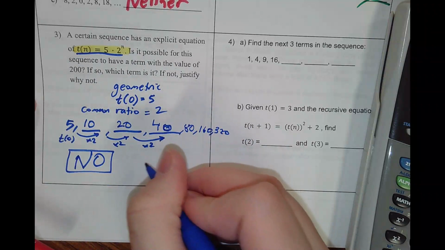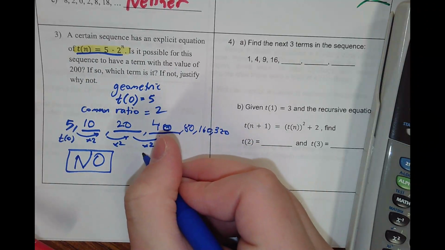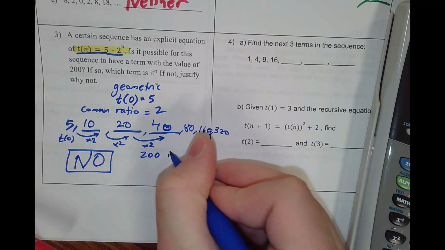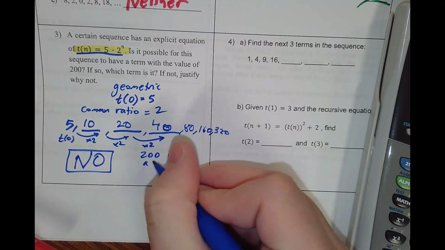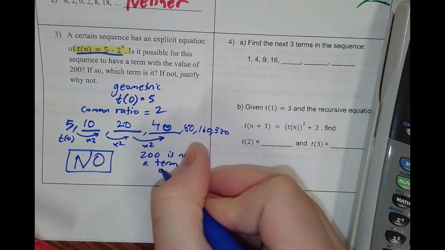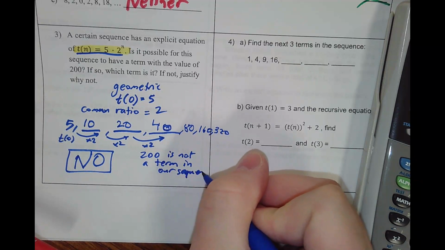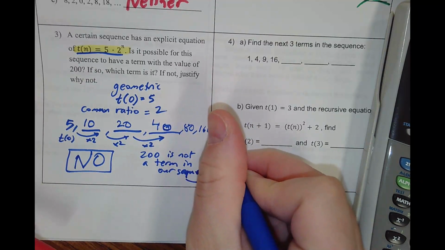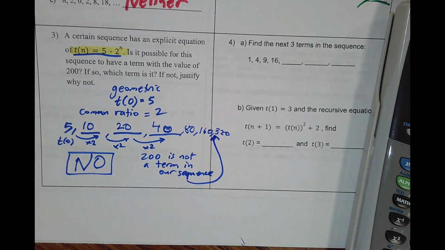Justify why not. 200 is not a term in our sequence. As shown above, it would be between those two numbers.